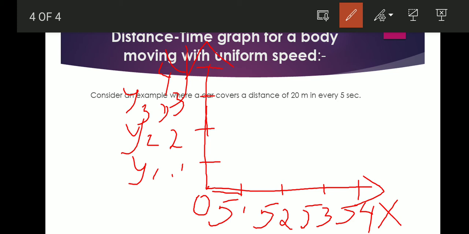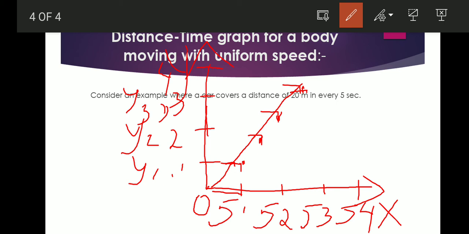Initially you start from your origin and you consume 5 seconds and move toward, in this case, your displacement. Let's say here, this is a point where your 5 seconds and 20 meters intersect, and again here, here and here. Okay, yes, this is called uniform speed.